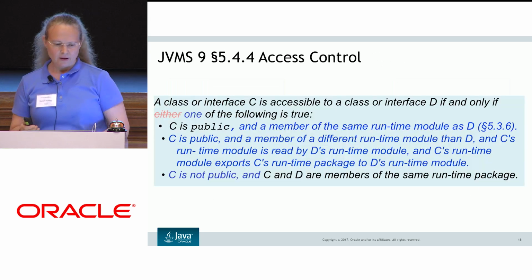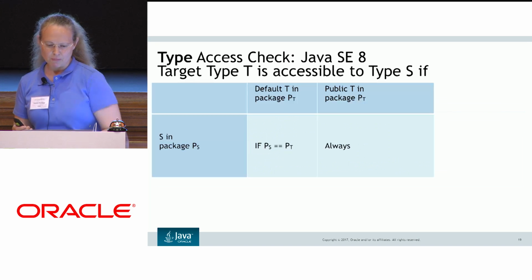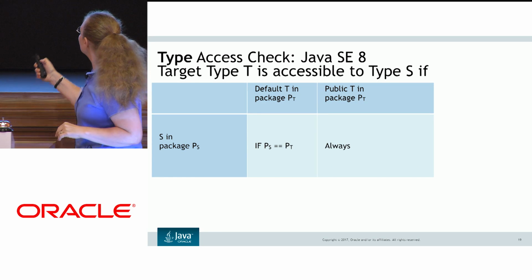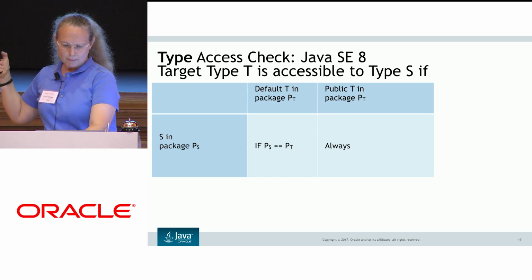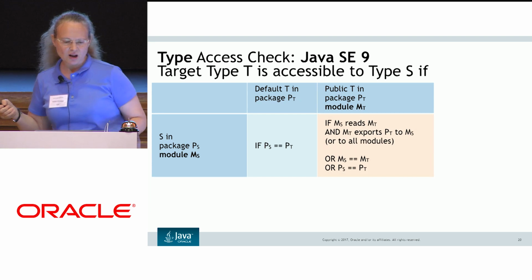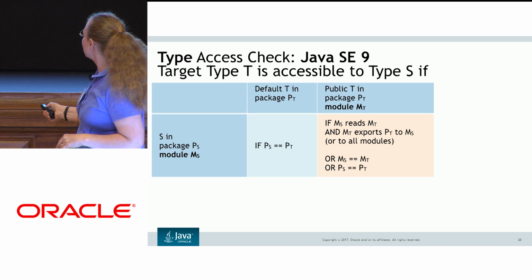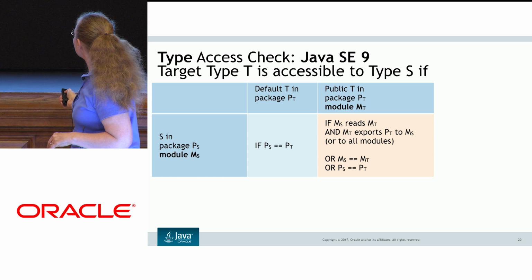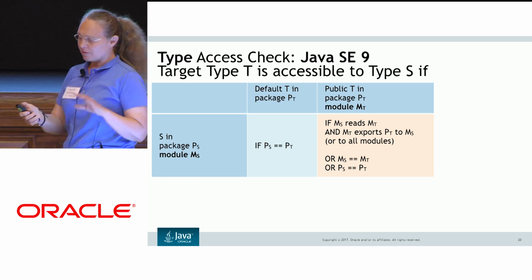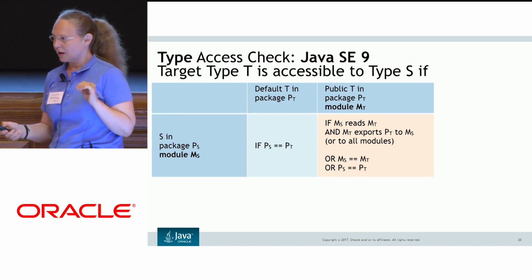So this is part of the quiz. So this is JVMS 9.544 access control. These are the changes. Let me put them in my picture, okay? So this is exactly the picture you saw before. I'm not even going to go over it again. Note that member accessibility is completely unchanged. We've added a new box. We now have S is in package PS in module MS, and public T is in package PT in module MT.